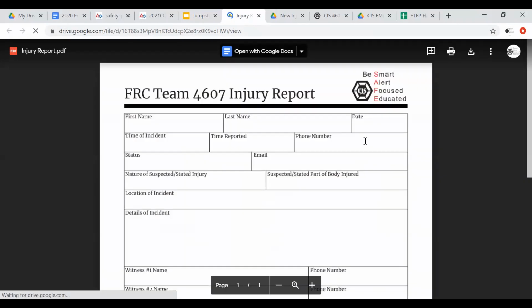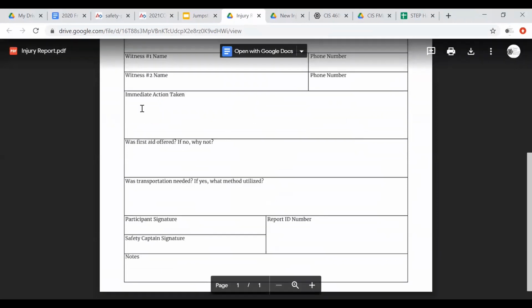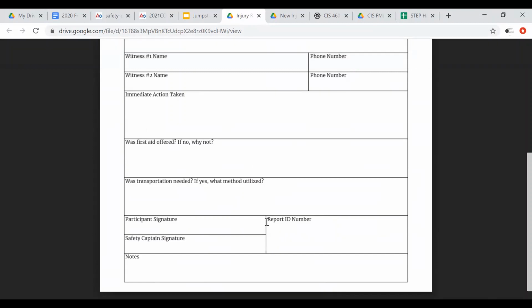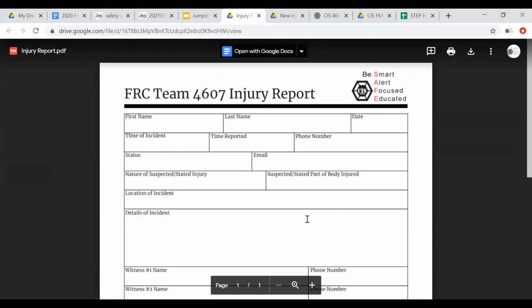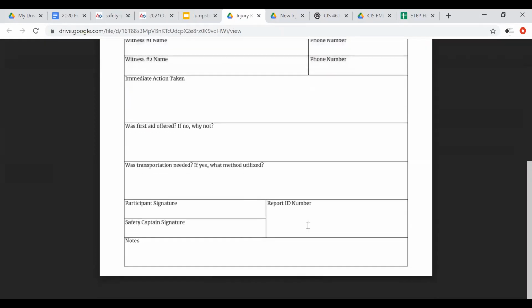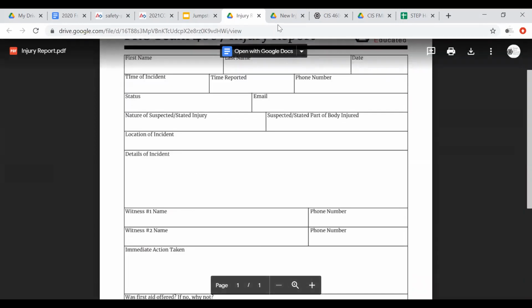Okay. So this is our old one. Looking down, there's more, okay, this is our immediate action. You have the signatures. You're going to want to have a report number because report numbers help you organize and connect your anonymous thing to your one with a name and all of the exact details. So you can be like, yes, this is what happened. So this is our old one. It has a lot of boxes and is aggravating.